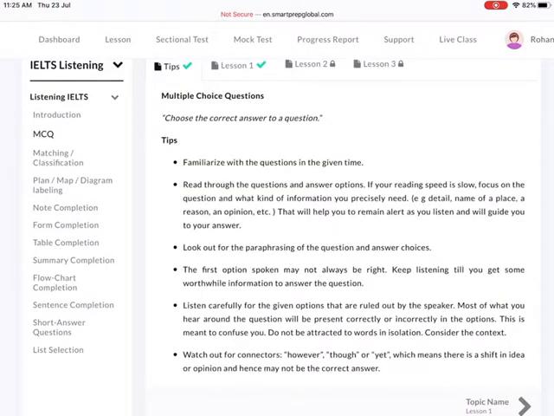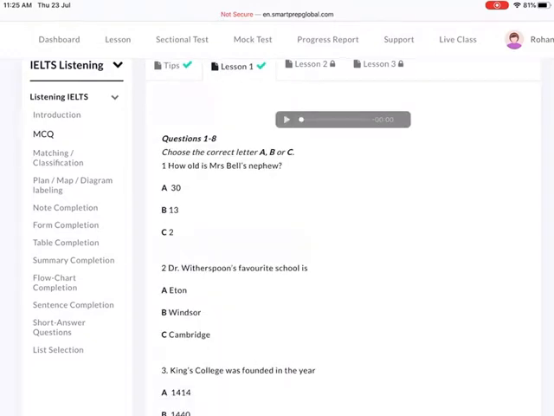Now let's proceed towards the lesson plan. Assume that we are learning the multiple choice questions. The first thing that is given is the tips about how to go ahead with multiple choice questions which are there in the actual examination. Once you are done reading all the tips, click on lesson number 1.